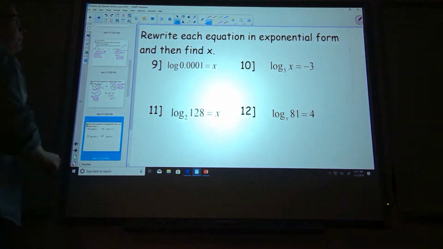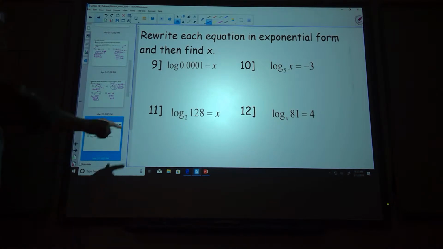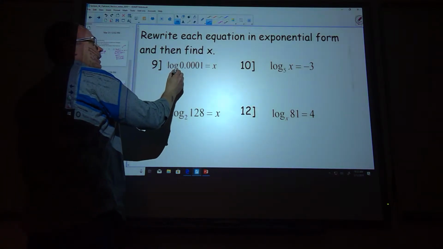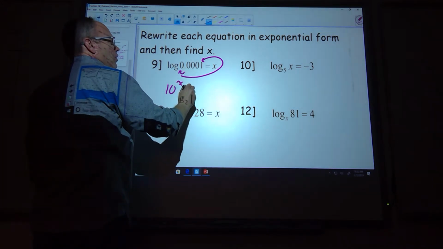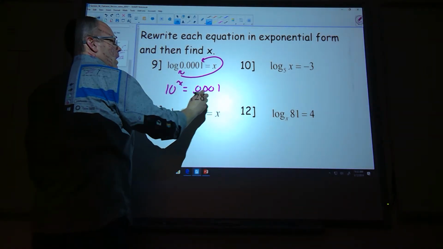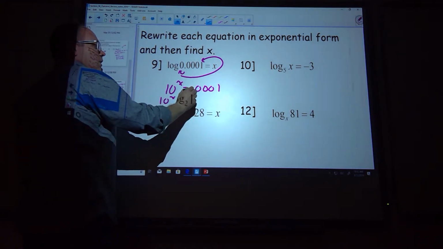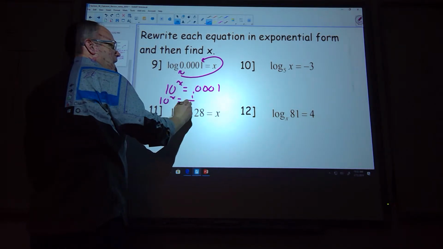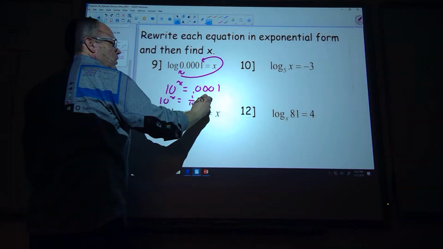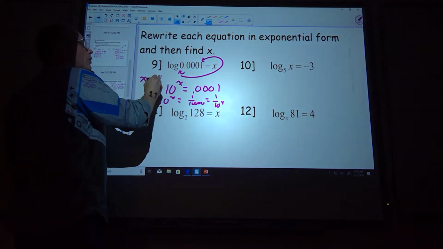All right. Rewrite the equation in exponential form, then find x. What base is this right now? 10. So 10 to the x is equal to 0.0001. That's tenths, hundredths, thousandths, 10,000. So 1 over 10,000, 10 to the -4, which is 1 over 10 to the 4th. So that means x has to equal -4.